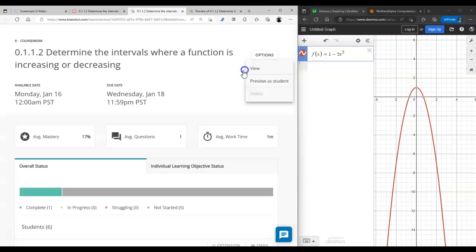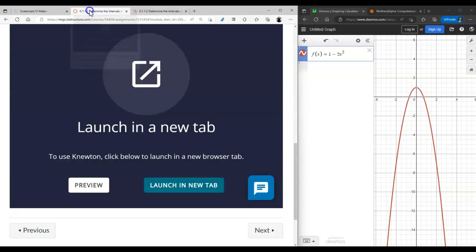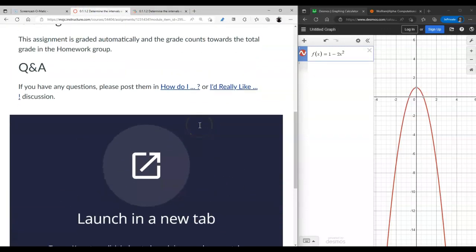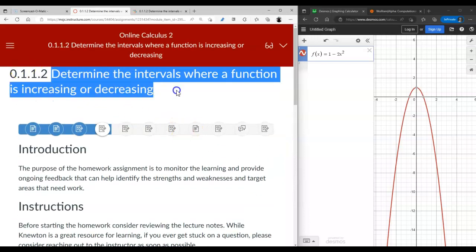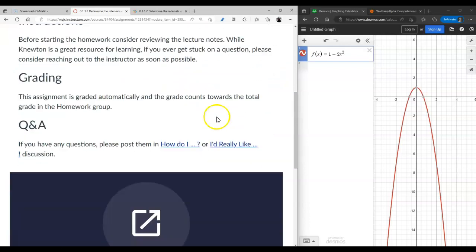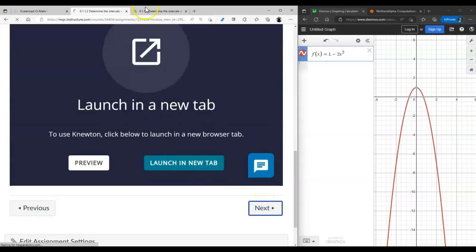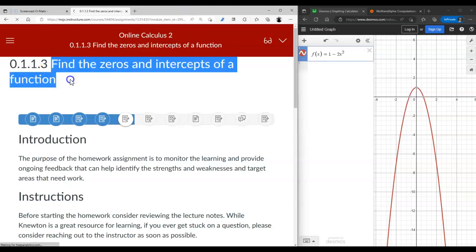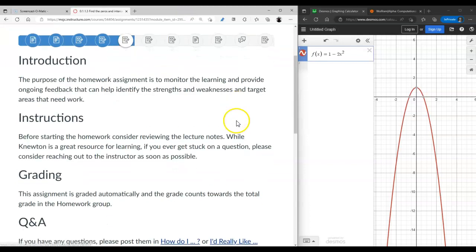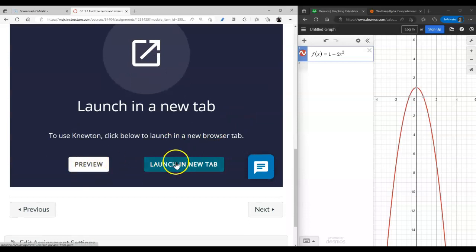And we finished that assignment. So let's go to the next one. This one was, again, maybe I should identify the topics of each one of them. So let's go to the next one. Next one is about finding zeros and intercepts of a function. Let's take a look.